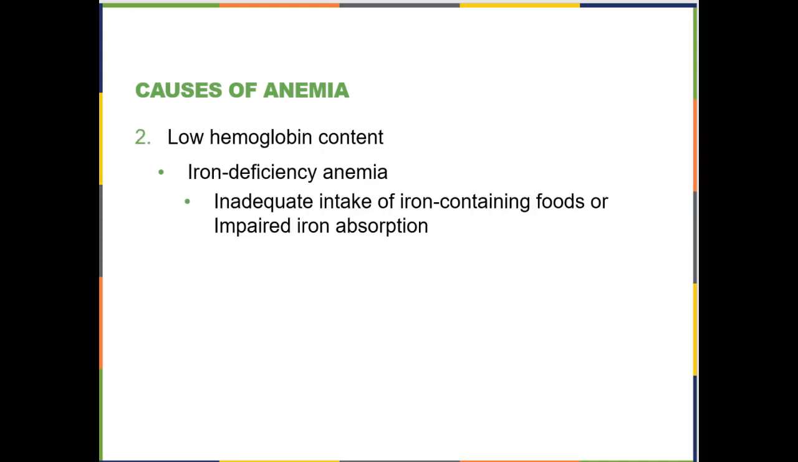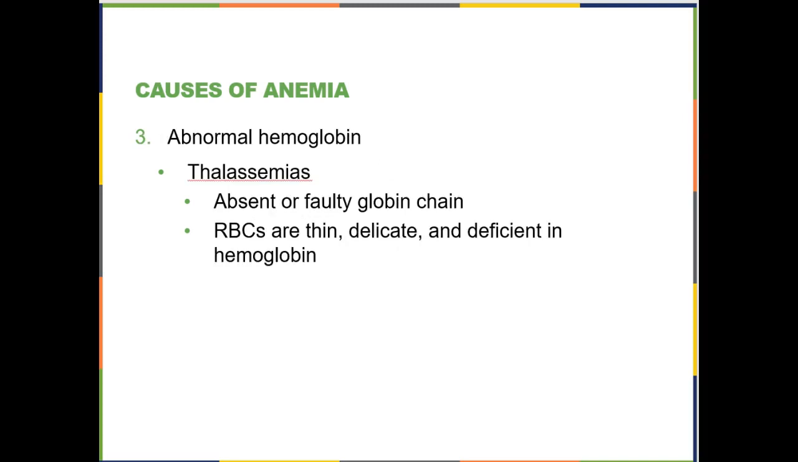Then you could also have low hemoglobin content. Iron deficiency, as far as I know, is the primary reason why people would have low hemoglobin content. And then you can also just have problems with your hemoglobin, which is referred to as thalassemia. And for reasons that I don't totally understand, the problems in the hemoglobin itself, this is going to be in the peptide part of the hemoglobin, also affect the shape and hardiness of the red blood cell.